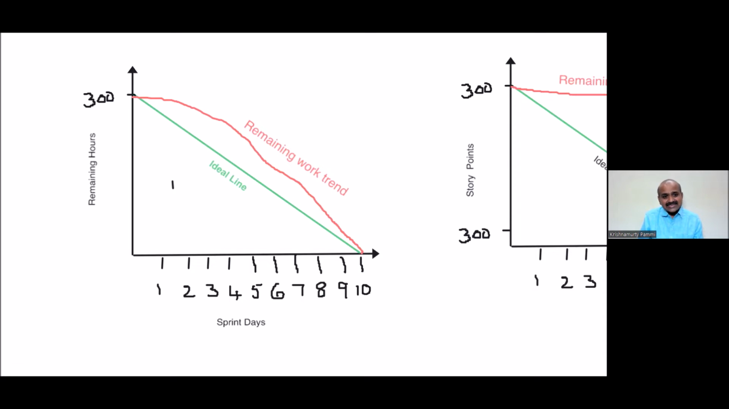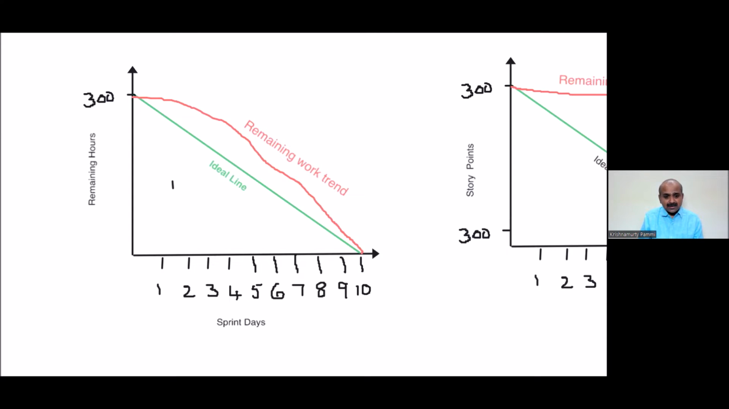So this is what it is. I mean, how the trend of remaining workload is reducing day after day. That is what the burn down graph talks about. Now this is the burn down graph where the team has committed to 300 hours worth of work, and ultimately on the 10th day they are able to complete the work. It's a happy story.